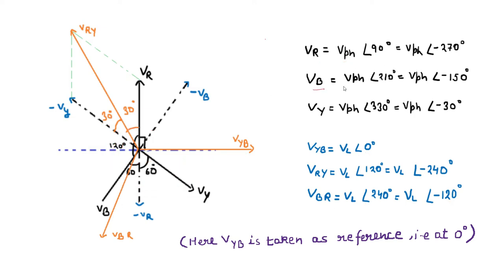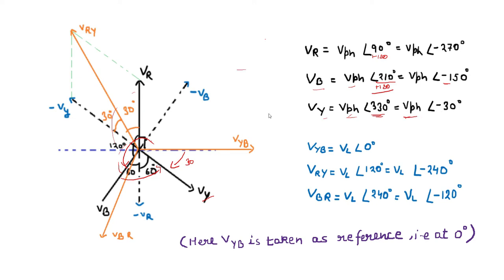And then Vb, what is Vb? See, Vb and Vy both will have the magnitude of V phase, and the angle between R and Y is 120 degrees. We all know this. So we add 120 here, and then we get 210 degrees. So Vb is at 210 degrees from the positive side, and from the negative side it is minus 150 degrees. And then we add again 120 degrees to this, because if you add 120 degrees here, you will get Vy. So Vy is equal to V phase angle 330 degrees, and in the negative direction it is angle 30 degrees. Therefore Vy is equal to V phase angle minus 30 degrees.